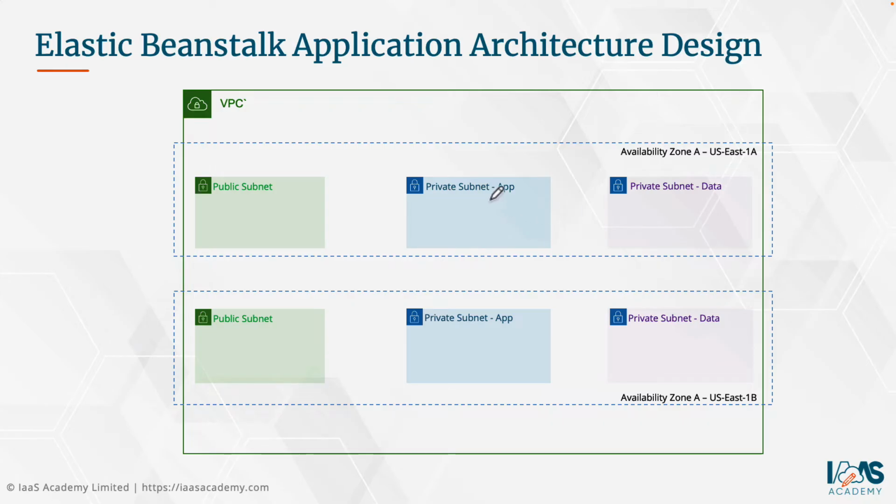We're going to have 2 private subnets that are going to be used to host the application itself. Again, one in availability zone US East 1A and the other one in US East 1B. And then we're going to have another 2 private subnets that's going to be used for our database. We're going to be using a MySQL database for this project. So we're going to work with the RDS service and deploy a MySQL database in our VPC.